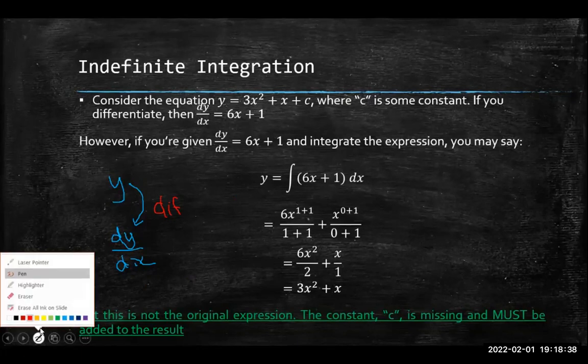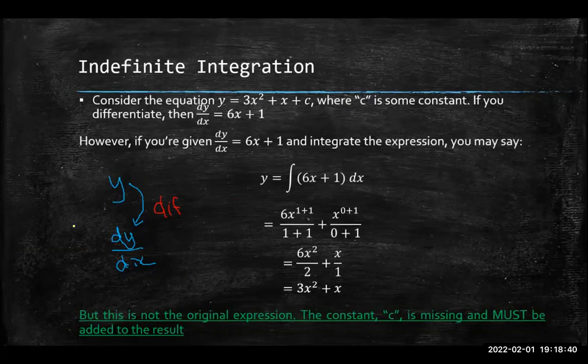However, if I want to go from dy/dx, which is a gradient function, to y, as you can see, this arrow is pointing downwards, right? But this one is going up. Hence, it's the opposite or reverse of differentiation. And this right here is called integration. So if I'm given the gradient function and they want me to find y, I integrate. I do the reverse of differentiation, right?